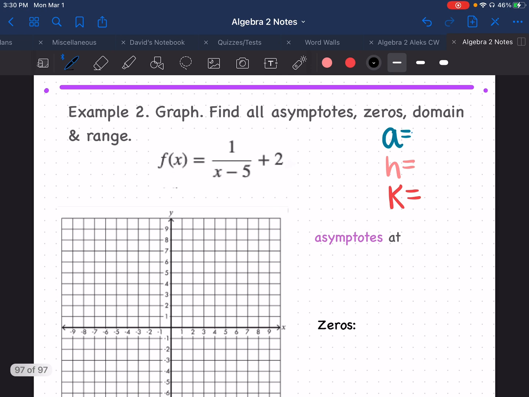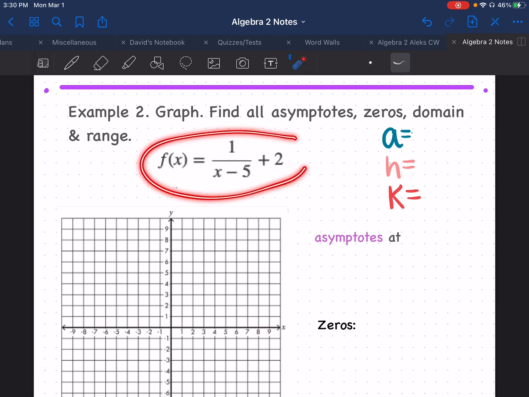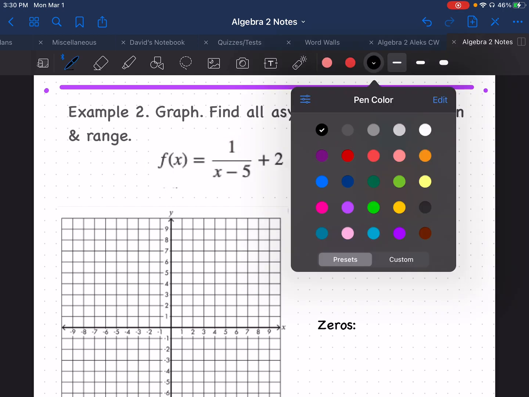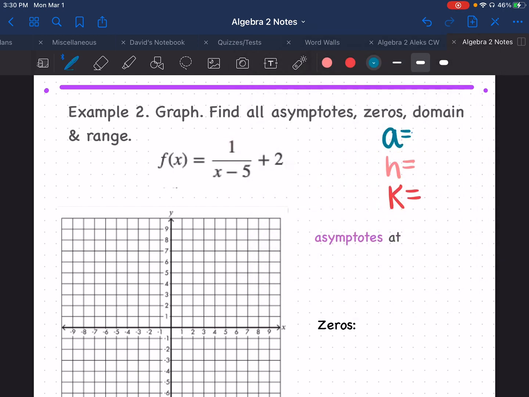So notice this graph is a little bit more challenging. My A value is going to be right here in the numerator. So my A is going to be 1. My H is right here, and remember, he's trying to be tricky. I think he's -5, but I know he's really +5. And my K value is right here, not being tricky. He's not tricky. There we go.